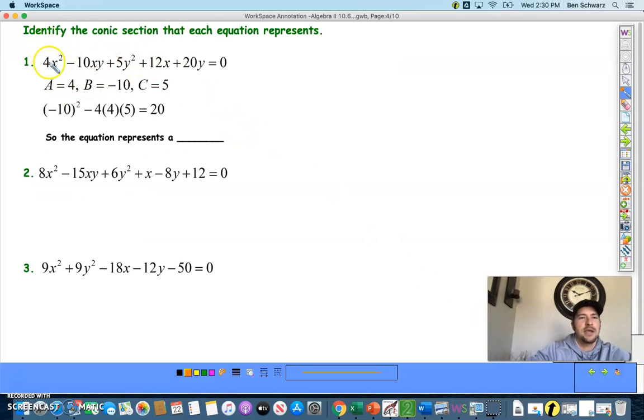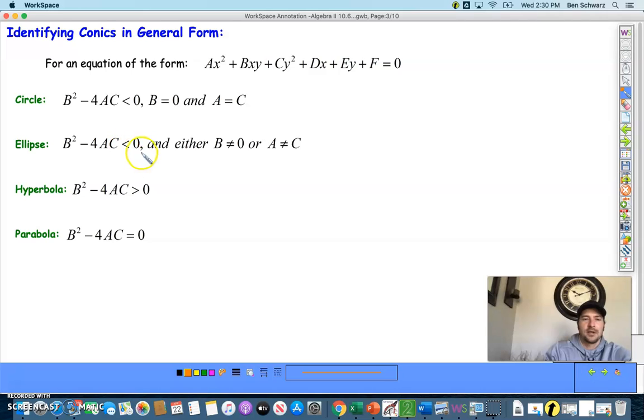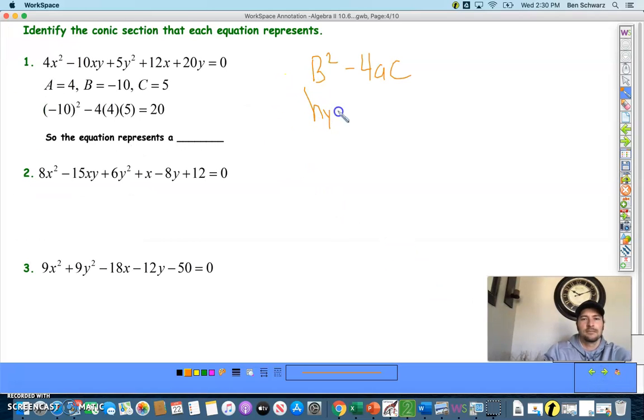So here, a is 4, b is negative 10, c is 5. So when we do b squared minus 4ac, I'll write it over again here. What we end up with is negative 10 squared minus 4, where a is 4 and c is 5. We get 20. 20 is greater than 0. So since b squared minus 4ac is greater than 0, we have a hyperbola.